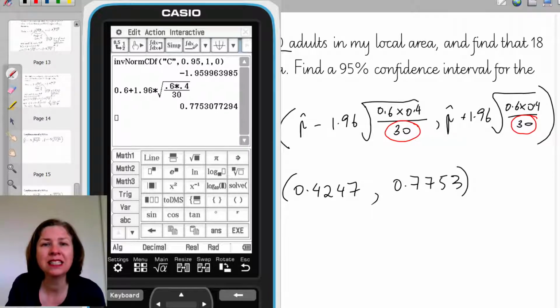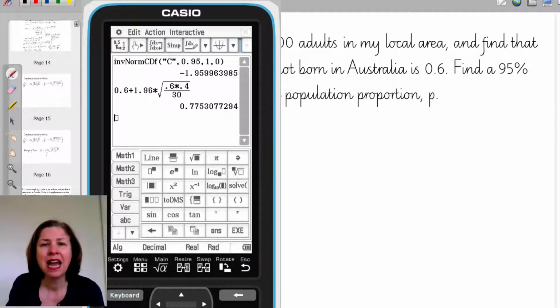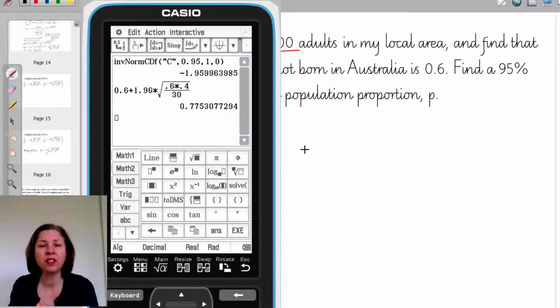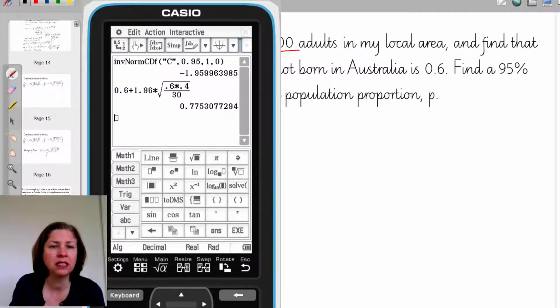So what we'll do now is the same question, but now I've changed my sample to 400 adults. Okay, so I have found that the sample proportion, the proportion who were not born in Australia, is 0.6, which is the same as in the last question. P hat equals 0.6. I need to find a 95% confidence interval. So that's going to be 0.6 minus 1.96 doesn't change. The 0.6 times the 0.4 doesn't change. The only thing that changes here is 400 on that denominator, and then 0.6 plus the same numbers.